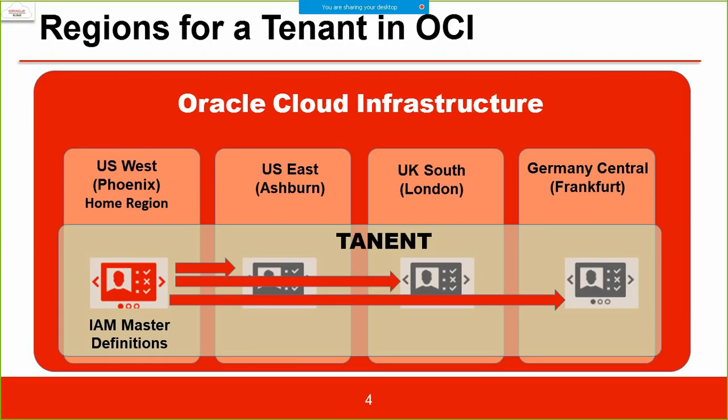But if we subscribe to additional regions like UK South London or Frankfurt, do I need to create separate users there? No. The same home region users will be propagated there. I don't have to maintain users in different regions even though I have subscribed. Users, groups and IAM objects are created only in the home region and copied to the different regions to which you are subscribed. Tenant means the user or the client.